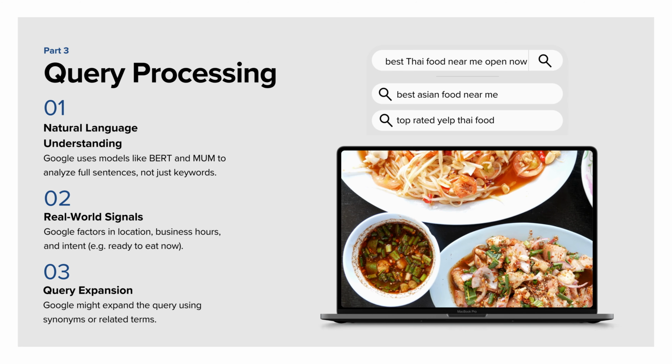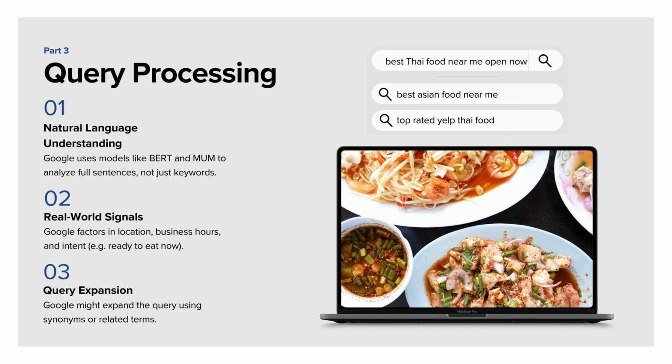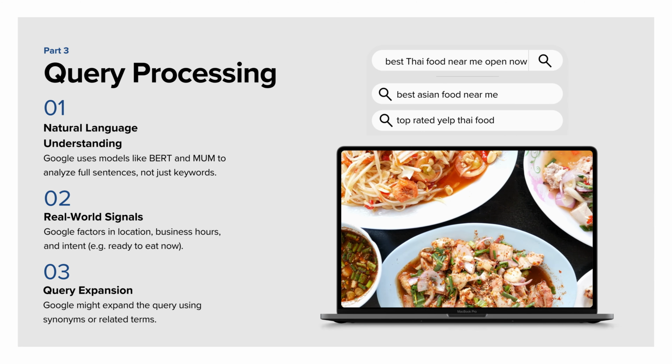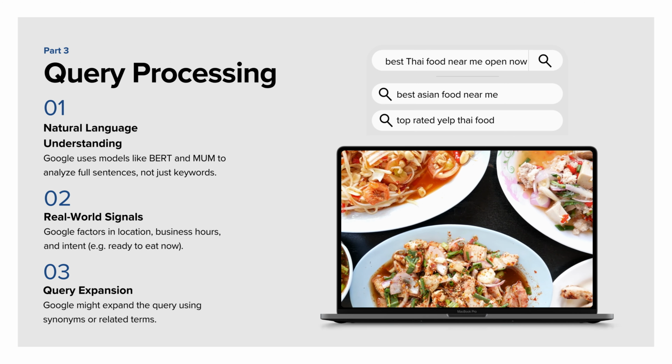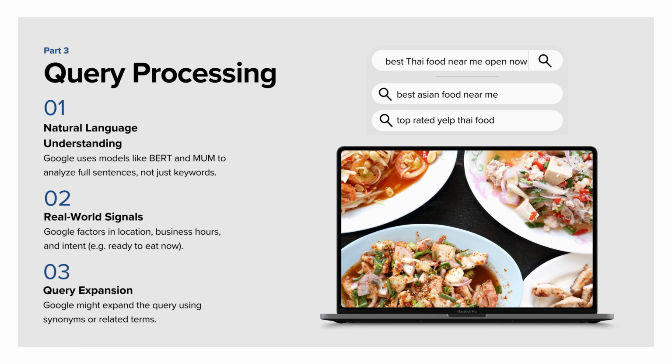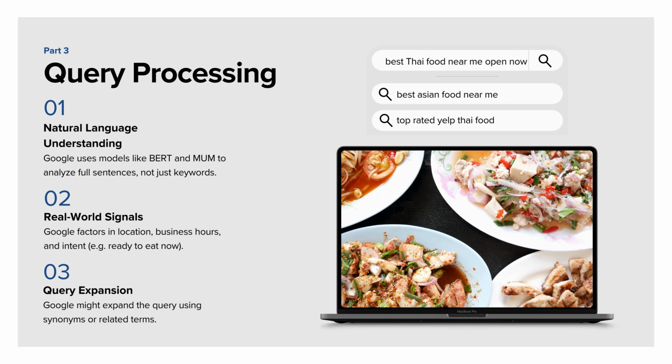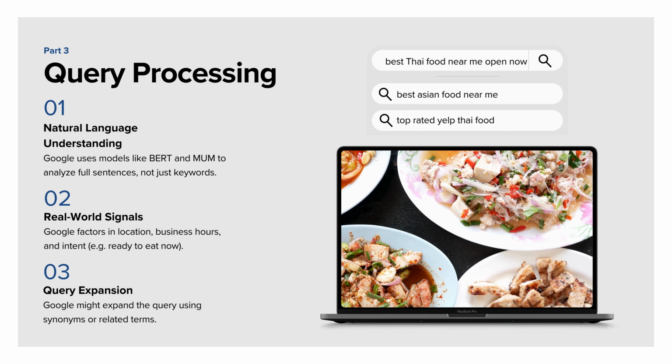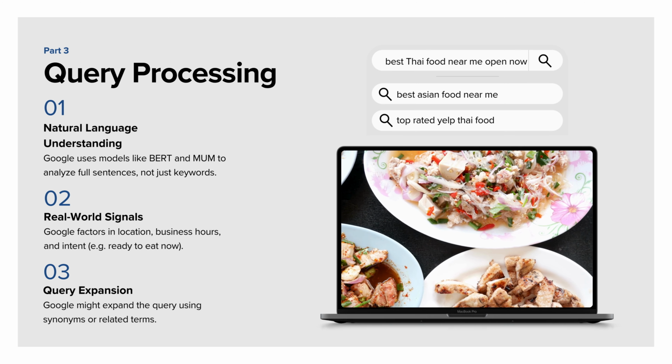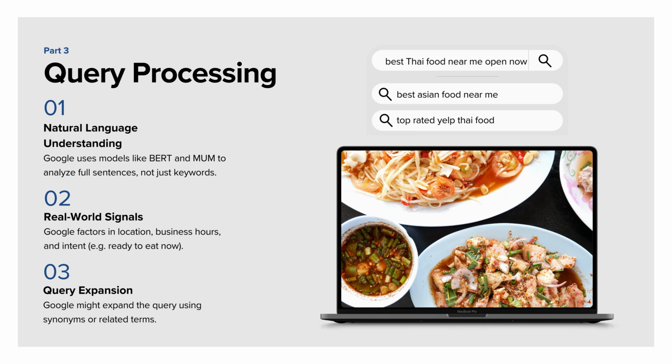So what happens when someone actually types something into the search bar? This is where query processing kicks in. Google systems don't just look for keyword matches anymore. They interpret what the user means. This is done using natural language processing and entity recognition. Let's say you searched for best Thai food near me open now.